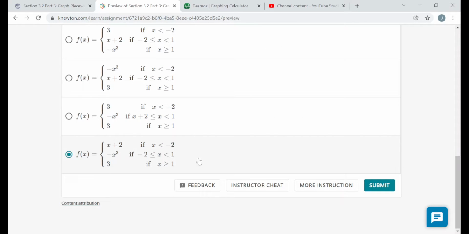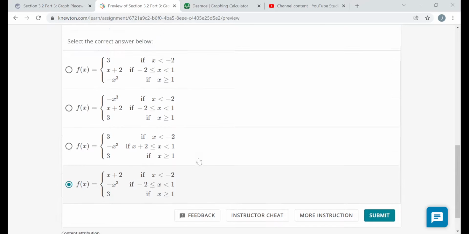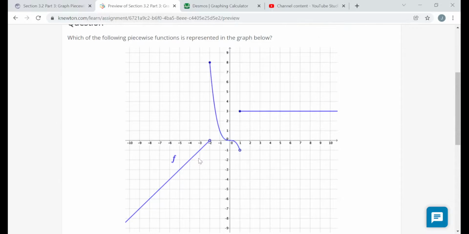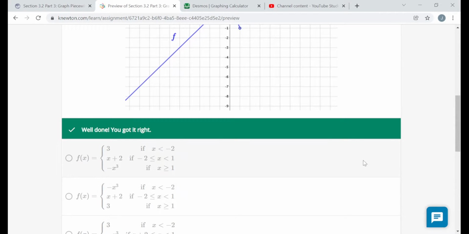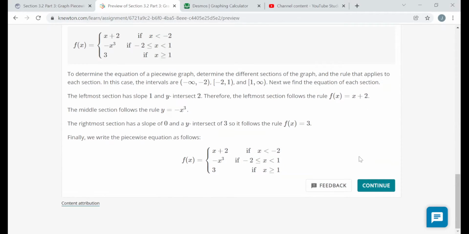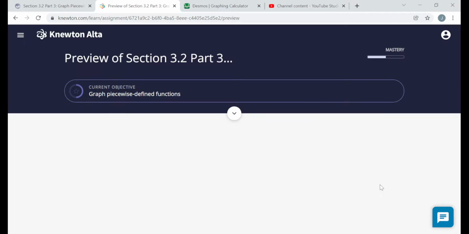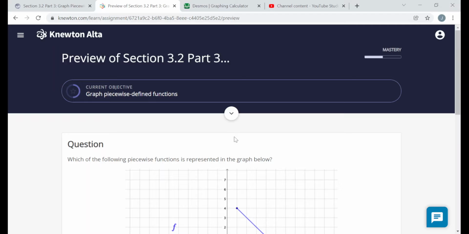And if you want to graph this on Desmos, you can as well. I showed you how, just to verify. Yeah, so that's the only one that matches. Great. And again, please read through the answer explanations. I think we got all this.